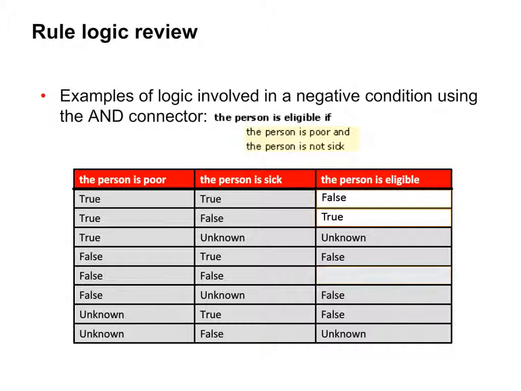And lastly, we have a person who is not poor and not sick. While the second condition has been met, the first has not, and as we are using the AND connector, the result is inferred as false.